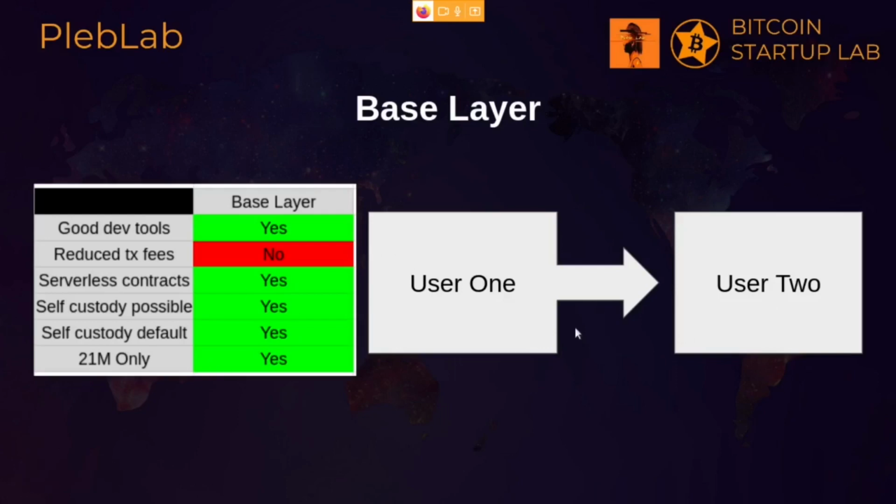Over on the right, I'm showing a basic example of a transaction in Bitcoin where user 1 is just going to send a payment directly to user 2. That's the most common way that people use Bitcoin.